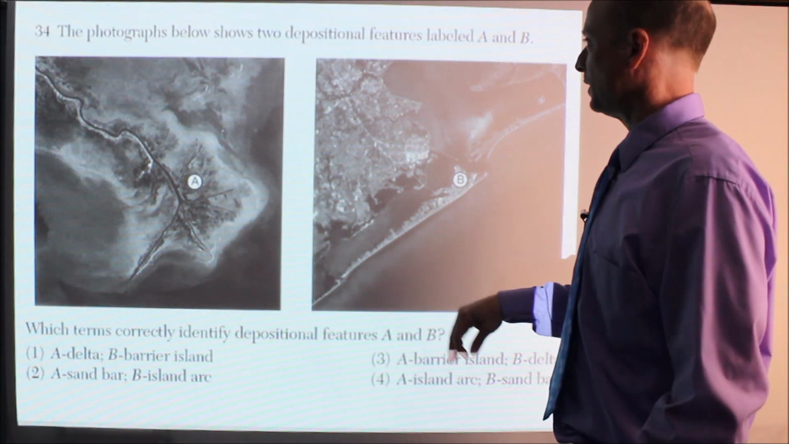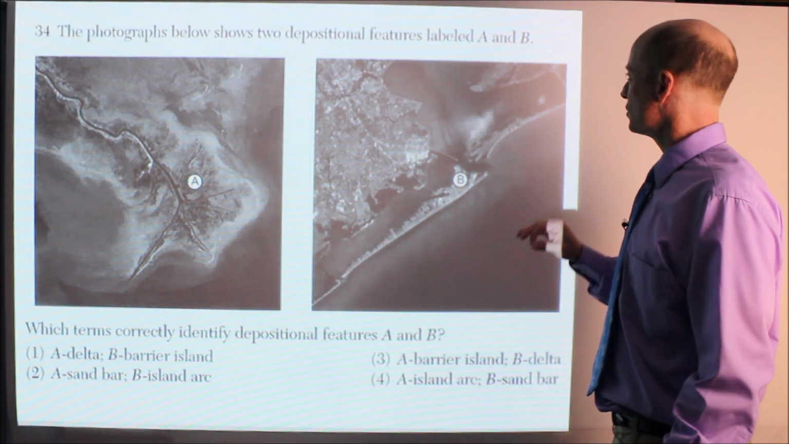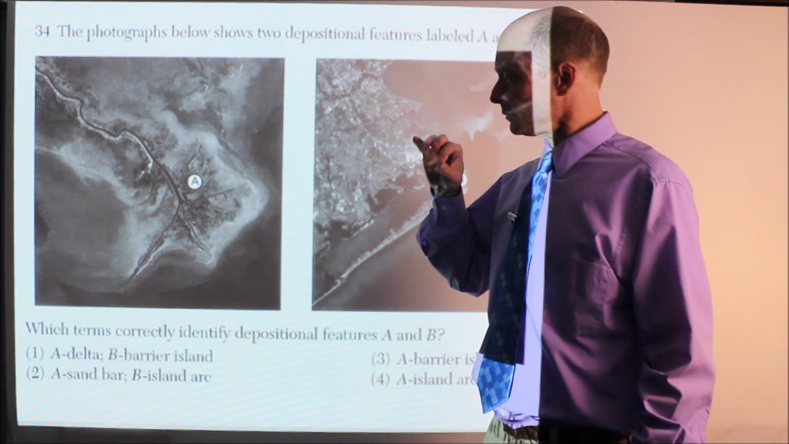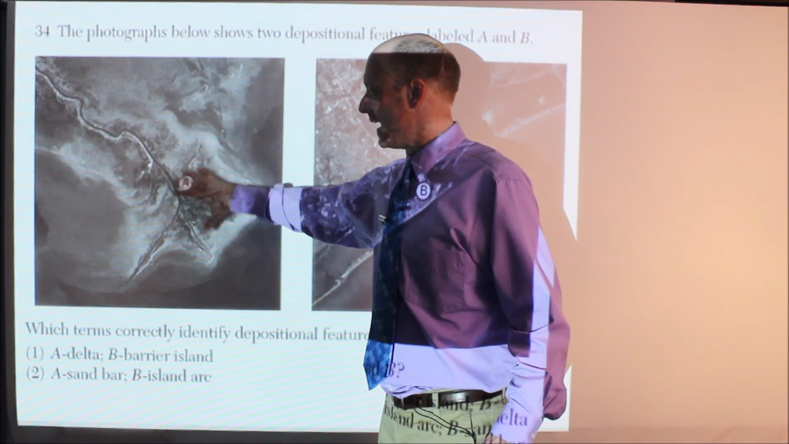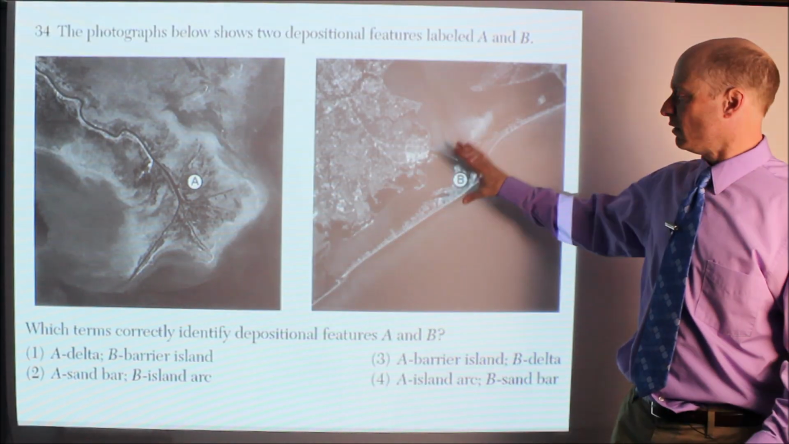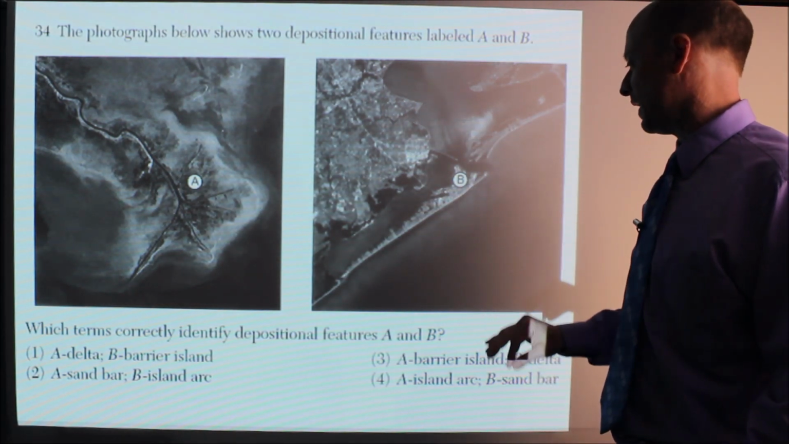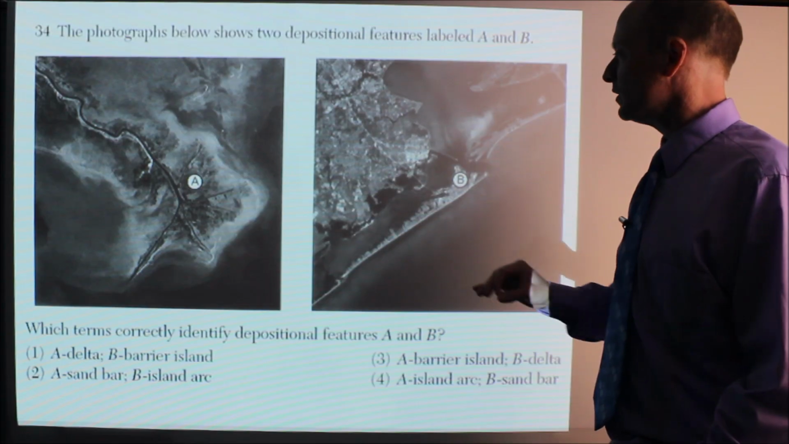34. Photographs below show 2 depositional features labeled A and B. Feature A is all of this, and B is all of this. So they're really looking for the terms here. Which terms correctly identify depositional features A and B? Well, let's look at them a little bit.